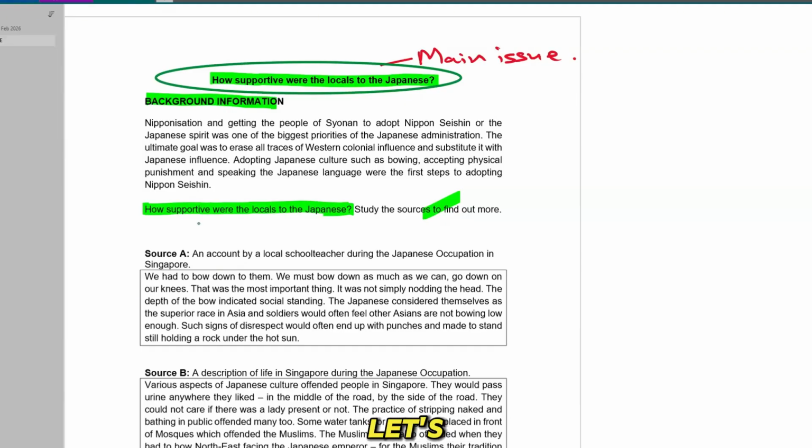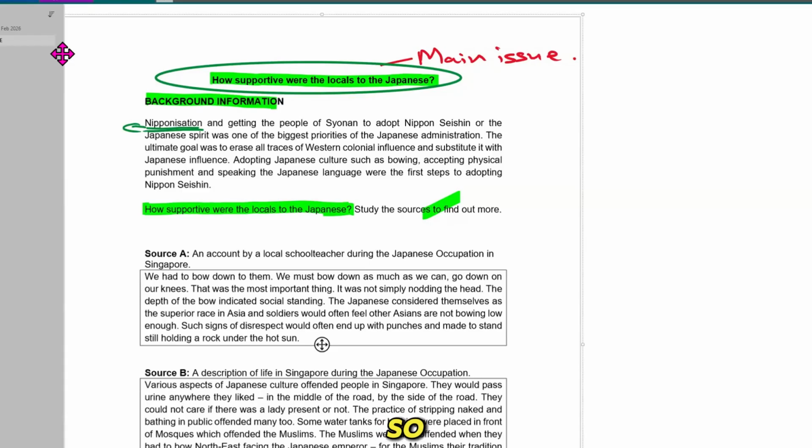Okay? So before I go to source A, let's look at the background information. Any words that y'all don't know? What's Nipponization? Nippon means what? Japan, right? Nipponization means what? Who knows? "Nipponization and getting the people of Syonan to adopt Nippon Seishin or the Japanese spirit was one of the biggest priorities of the Japanese administration."